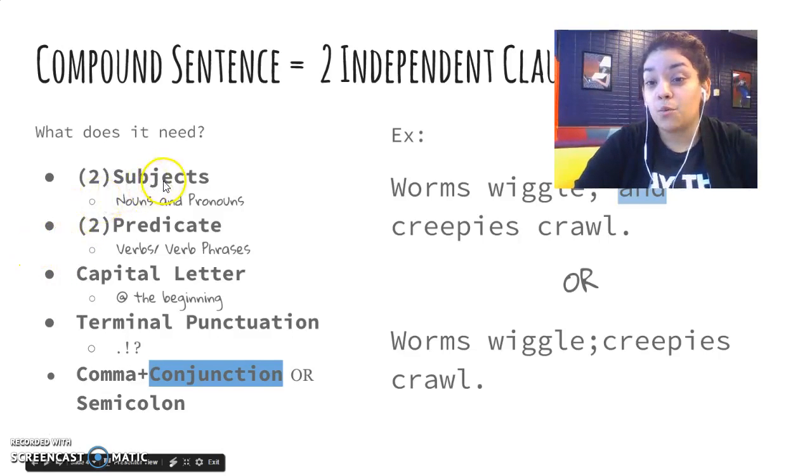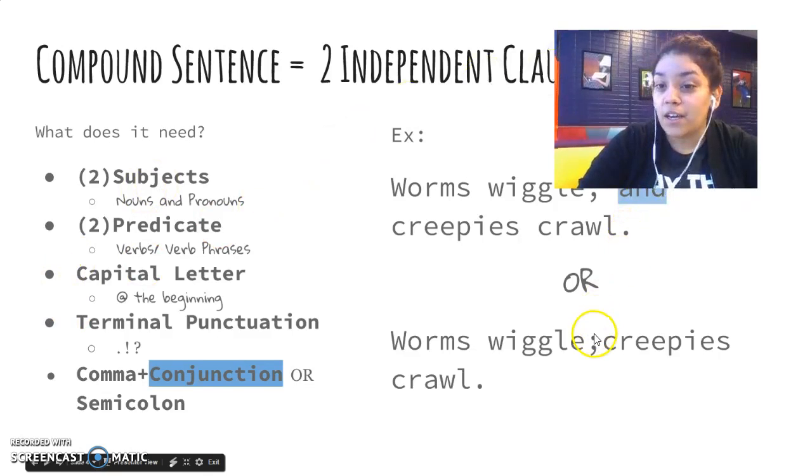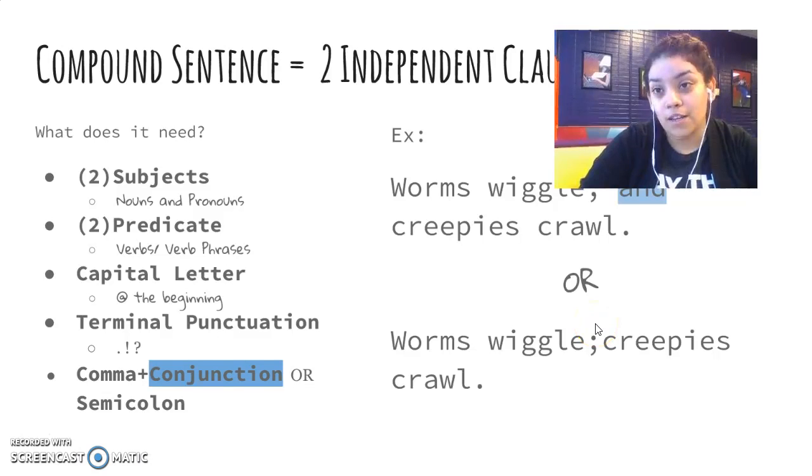Okay, so my example is worms wiggle and creepies crawl, or you can say worms wiggle; creepies crawl. One flows better than the other, I feel. I feel like with a semicolon, it maybe doesn't flow as well. It's still grammatically correct, though. So the conjunction is here in blue, and there's the comma right before it. That's always the way it's going to look. It's pretty simple. All right, next one.